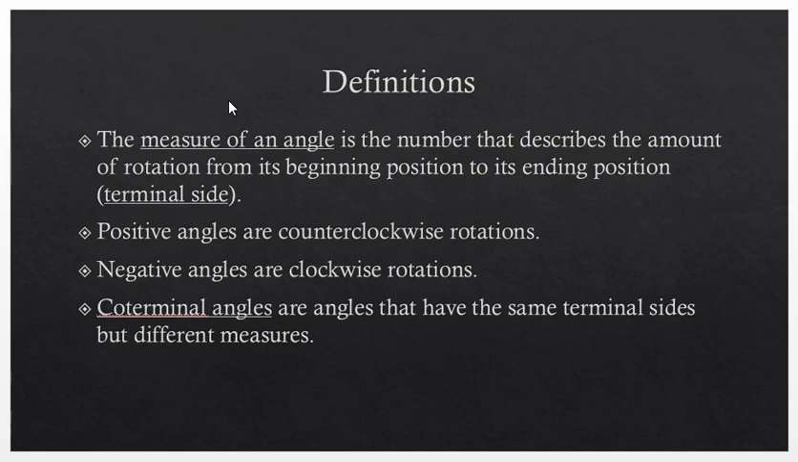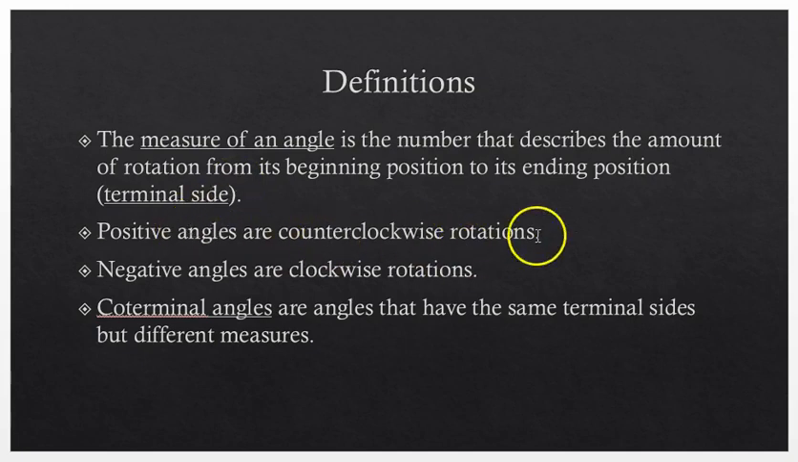Whenever you see the measure of an angle, that's just talking about how much rotation there has been from the beginning position, which usually starts from the right-hand side, and then rotating around to the ending position, which is sometimes called the terminal side. Many questions will mention the terminal side, or they'll give you a point on the terminal side. That just means it's a point where your angle of rotation stops.